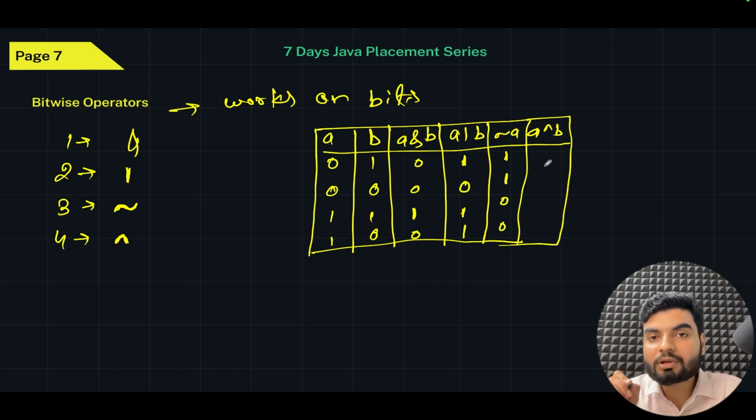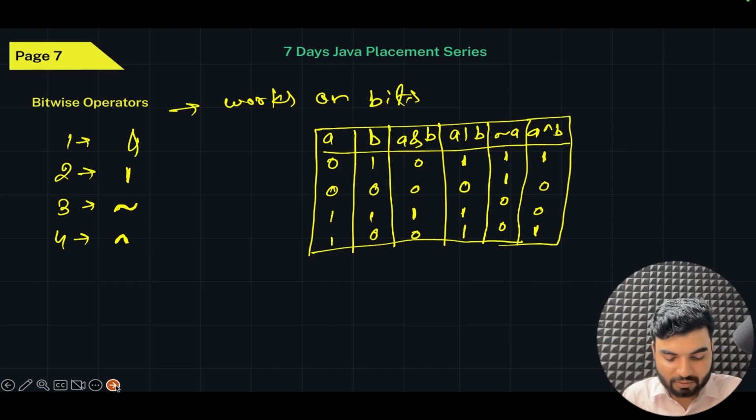XOR basically says that similar bits will be cancelled out and different bits will be true. So here 0 1 becomes 1, 0 0 becomes 0, 1 1 becomes 0, and 1 0 becomes 1. If both things are similar, they become false, but if they're different, they become true. So if you have 1 0, it becomes 1, but if you have 1 1, it becomes 0. That's the XOR operator. I hope this is making sense to everybody.